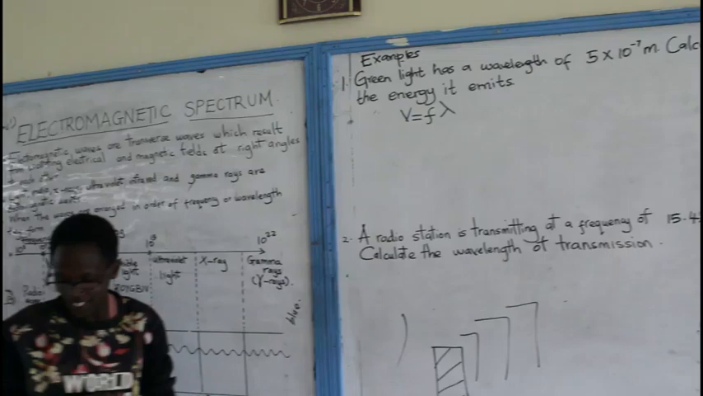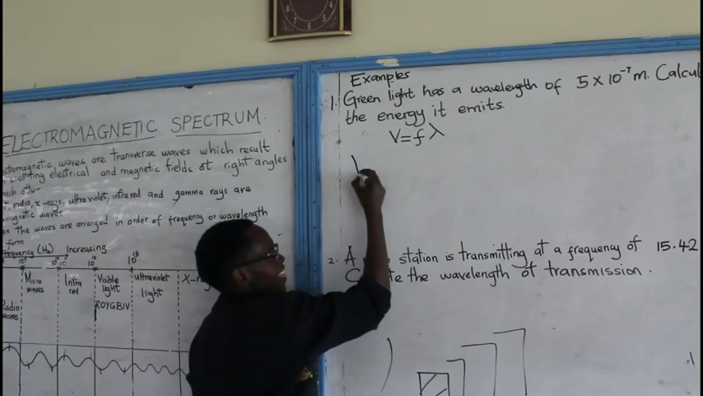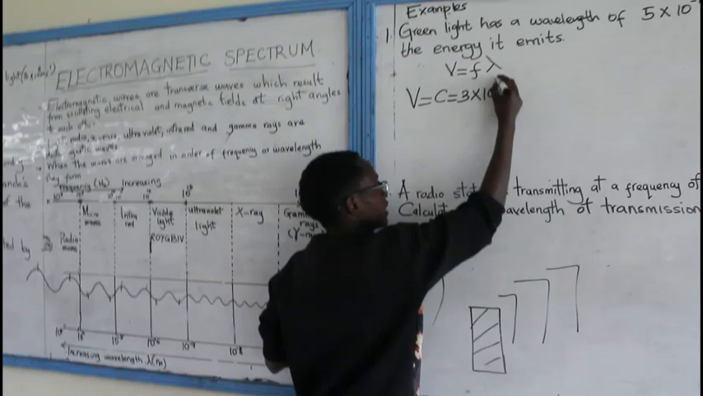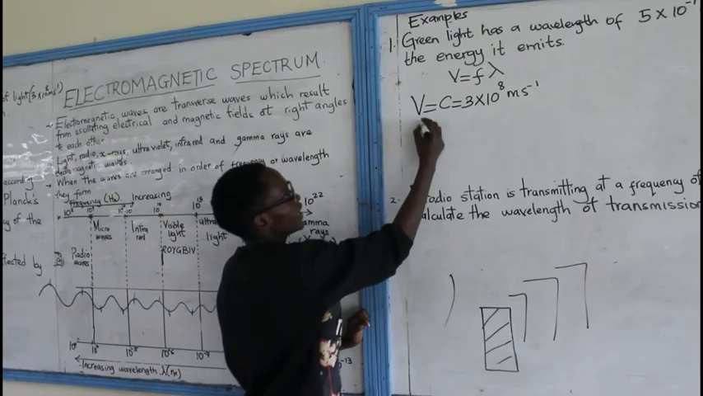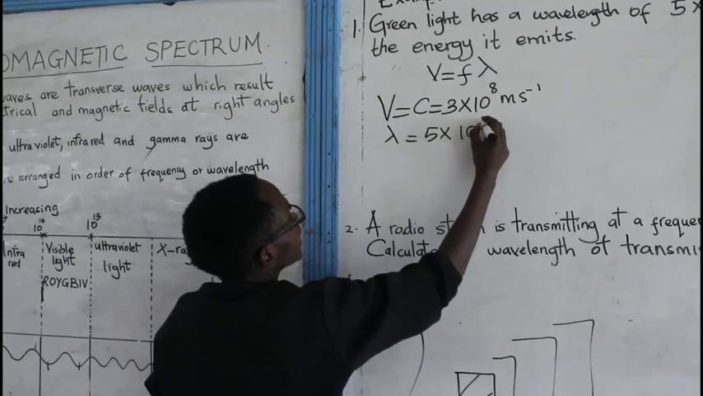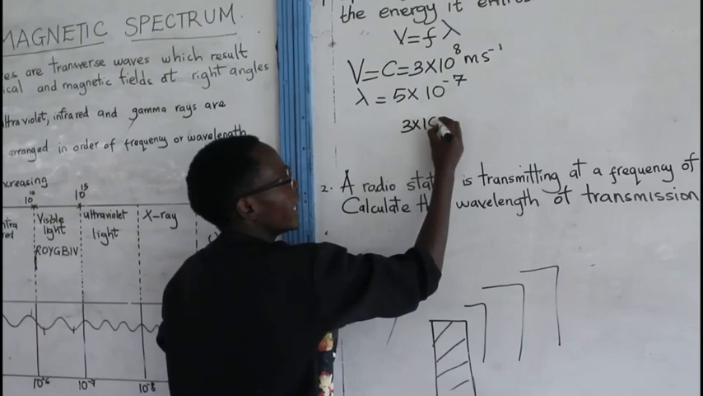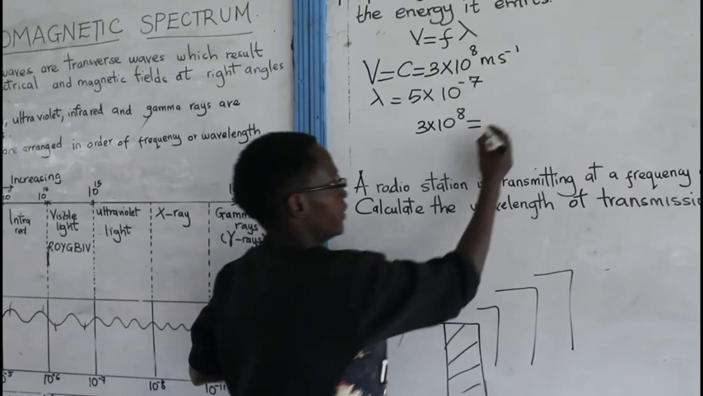Therefore, the value of v is equal to c, which is the constant that represents the velocity of light, which is 3 × 10⁸ meters per second. And then we have the wavelength as 5 × 10⁻⁷. I think with this we can find the frequency. Therefore, we can say v, which is 3 × 10⁸, equals f, which we don't have, multiplied by 5 × 10⁻⁷.